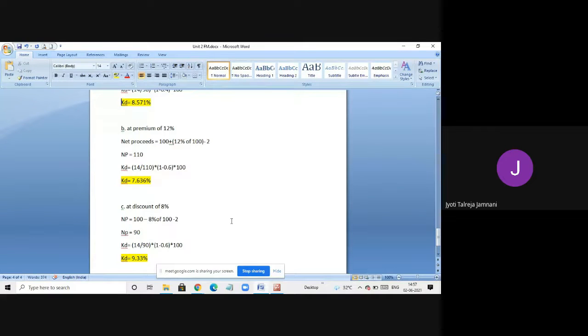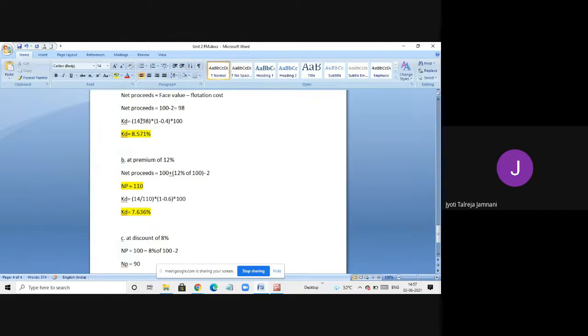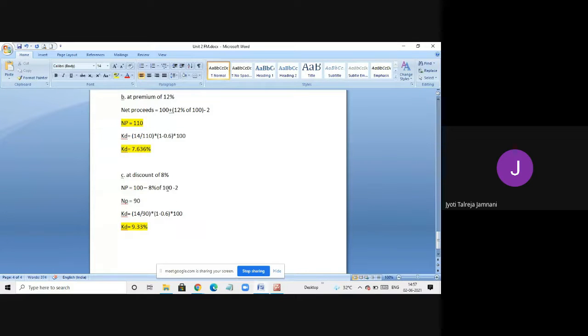Why is this? Because this is the cost of debt for the company. The company has to bear this cost. So when we issue at premium, the cost on the company is less because the company is receiving more. Look at the net proceeds. The company is receiving 110 rupees. So it is receiving more and it is paying 14 rupees interest. Whereas in case of par, it is receiving only 98 rupees and on that it is paying 14 rupees interest. So it's receiving less, but the interest is same. In case of discount, it is still receiving less. It is receiving 90, whereas the interest is same.